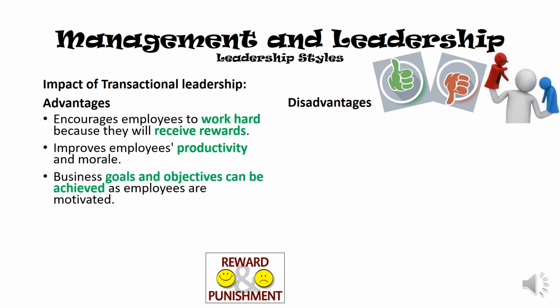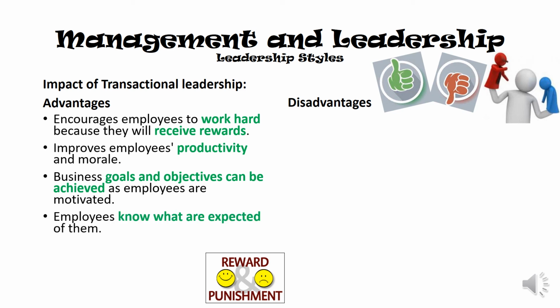Business goals and objectives can be achieved because employees are motivated. Employees are motivated because if they achieve their goal or objective, there is a reward at the end of it all. They are not just working so the business can reach its objectives. Through the business reaching its objectives, the employees stand to gain something as well in the form of a reward. The reward can be a monetary reward or a non-monetary reward, like a bonus, for example.